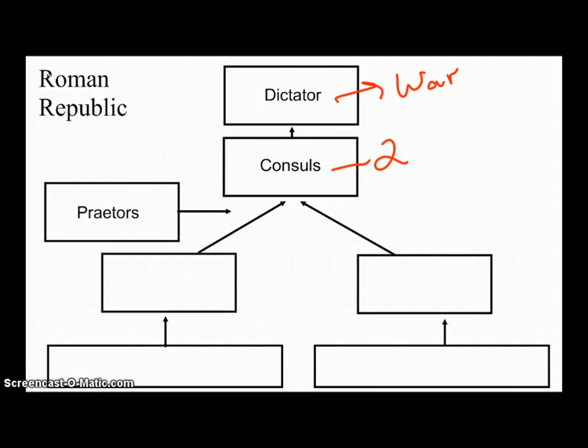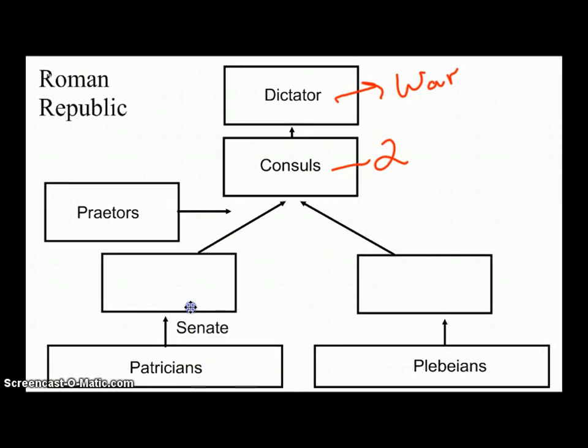And down at the bottom, we have two boxes, and these are populations or the general public. And we have plebeians and patricians. The patricians were our land-owning aristocrats, or the nobles. They had more say in government. They essentially ran the show. And then you had the plebeians, which were the labor force of the Roman Republic. These were your farmers, your shopkeepers, your artisans. They were the ones doing most of the work.